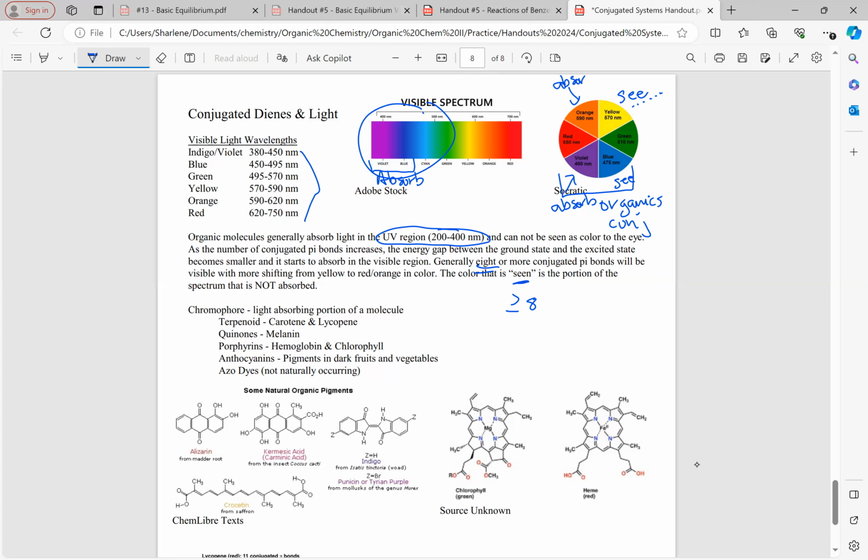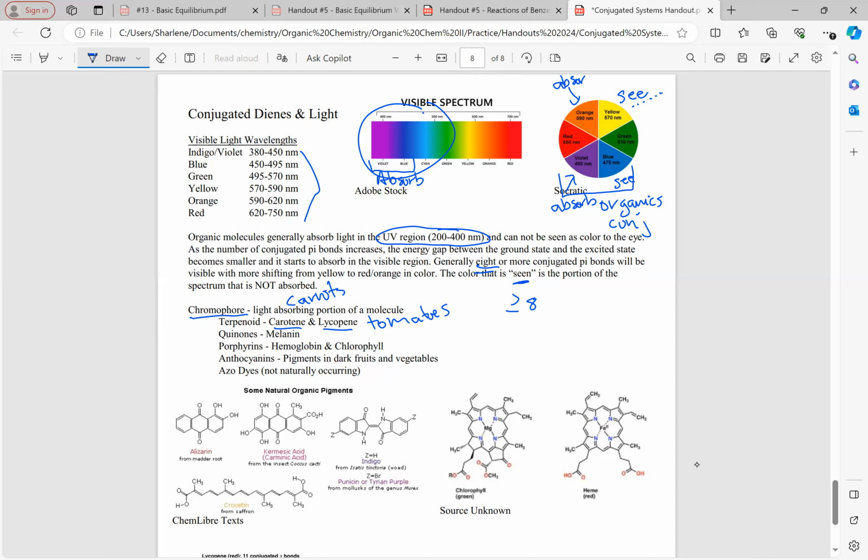Okay, we're not going to draw the whole molecular orbital thing out, but we are going to talk about something called a chromophore. That's just the area or the portion of the molecule that actually absorbs the light. And there are some naturally occurring ones. There's some terpenoids, carotene and lycopene. This one's carrots. This one's tomatoes. Okay. And I lumped them both together under terpenoid.